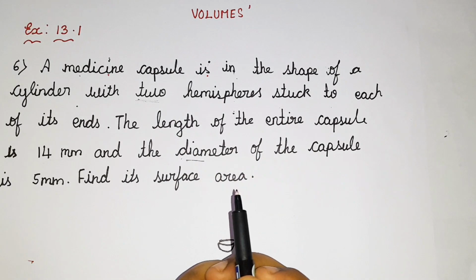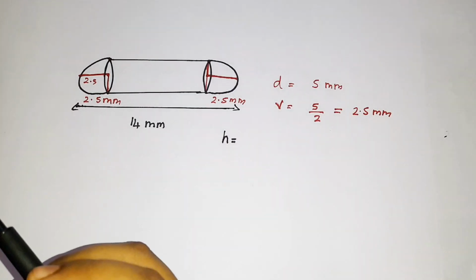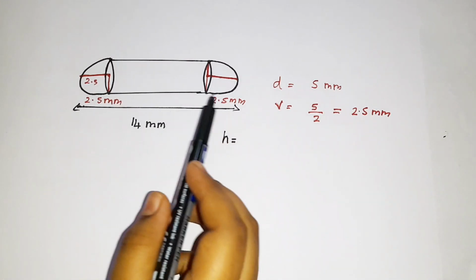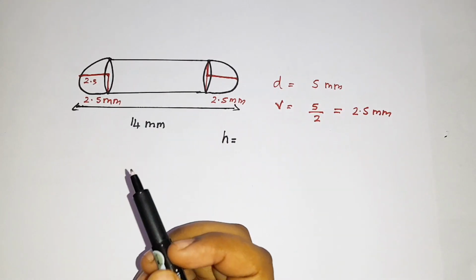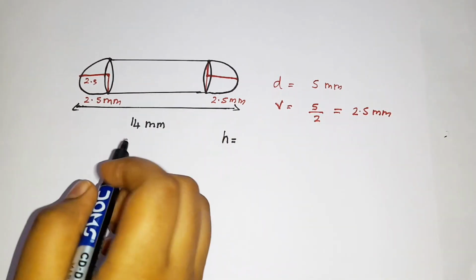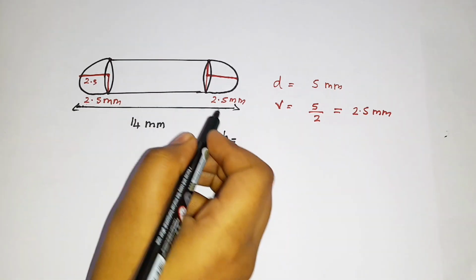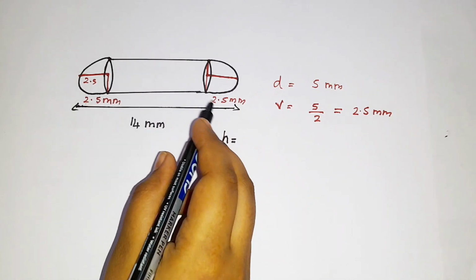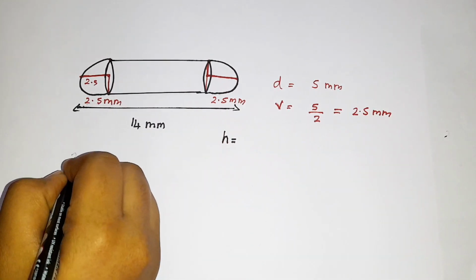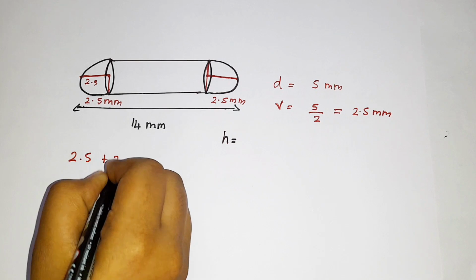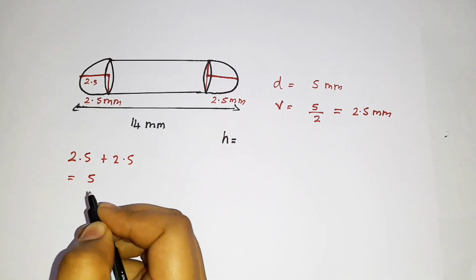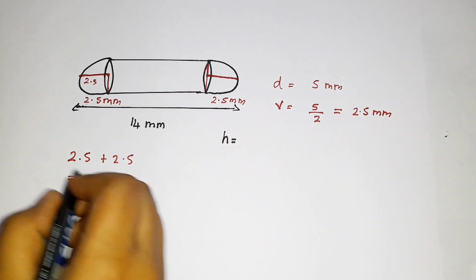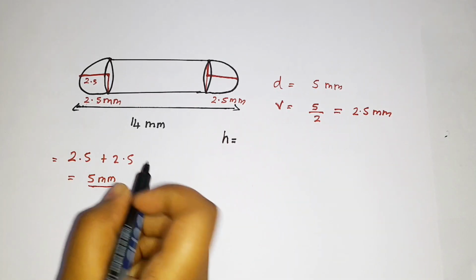So what are we supposed to do now? The only information we have is this 2.5 and this 14 mm. Here we have 2.5 and here also 2.5. So now I am going to add 2.5 plus 2.5. When I add 2.5 plus 2.5, I get 5. Here also millimeter, so I get 5 millimeter when I add them.